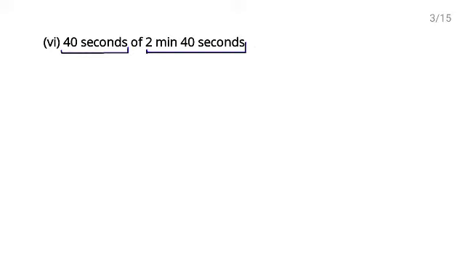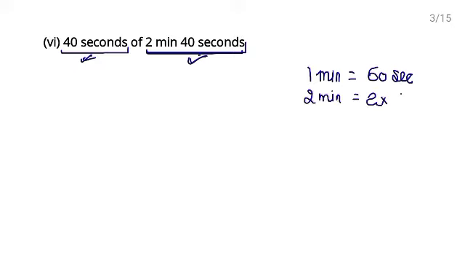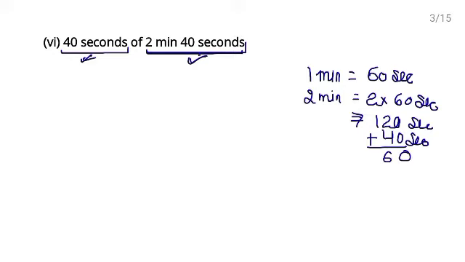Next part is the sixth part, 40 seconds of 2 minutes 40 seconds. So first of all, this is in minutes and seconds and this is in seconds. So convert this also into seconds. We know that 1 minute is equal to 60 seconds. 2 minutes will be equal to 2 multiplied by 60 seconds, that is 120 seconds, and 40 seconds are also there. So add these 40 seconds. Now it will become 0. 4 plus 2, 6, 1. So this is 160 seconds.